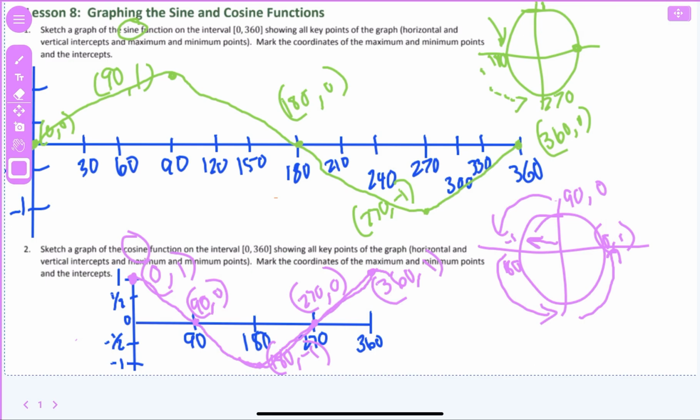Remember at the very beginning, whenever we talked about these graphs, I said, look at where you are starting from. Whenever you're starting at 1, that means you're probably looking at the cosine, because 3 o'clock for the cosine is 1. If you're starting at 0, then the sine is 0 at 3 o'clock, so you're probably looking at a sine function.